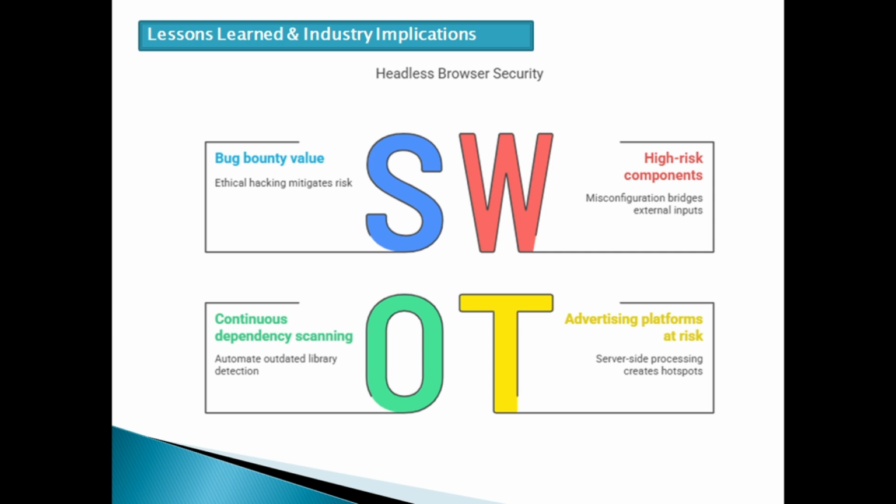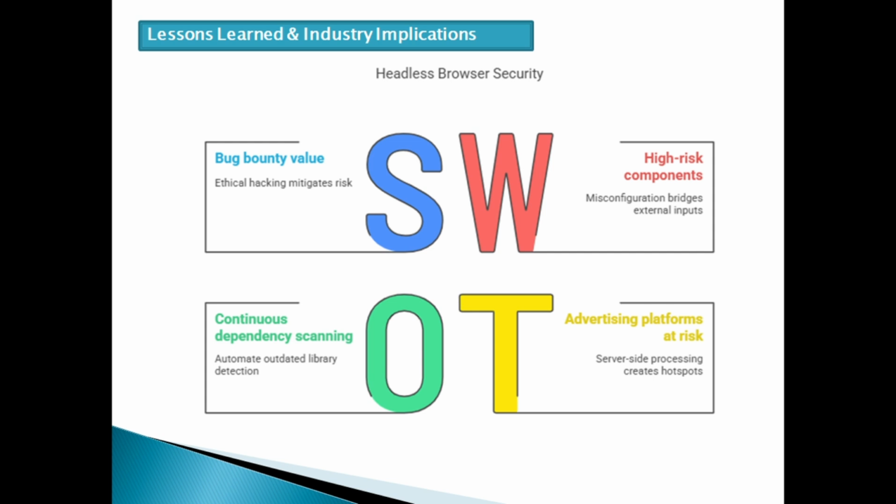Zero trust architecture: segment critical infrastructure, enforcing strict access controls even for internal services. Threat modeling: ad platforms must assume headless components will be targeted and design defenses accordingly. Broader industry impact: advertising platforms at risk, complex server side processing creates vulnerability hotspots across the sector.